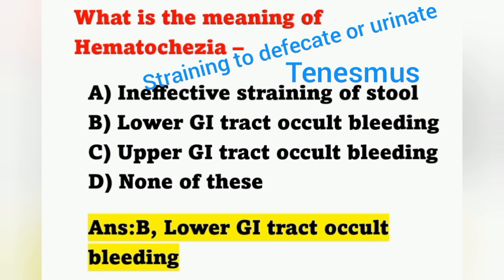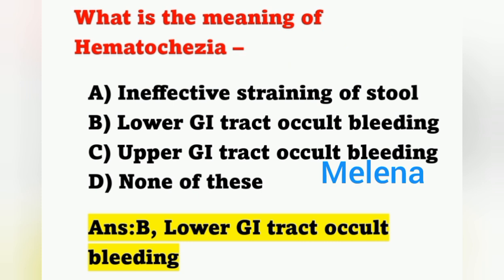Tenesmus means straining during defecation, that is, straining to pass motion or straining to urinate. Option C, upper GI tract bleeding, is known as melena. Usually melena is blood in the stool, here upper GI tract occult bleeding is known as melena. Hematochezia means lower GI tract bleeding.